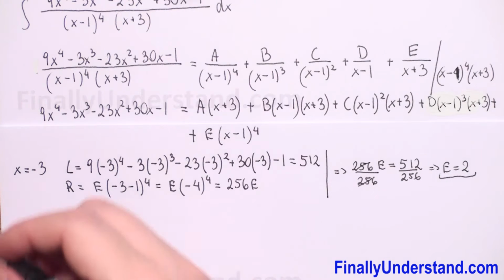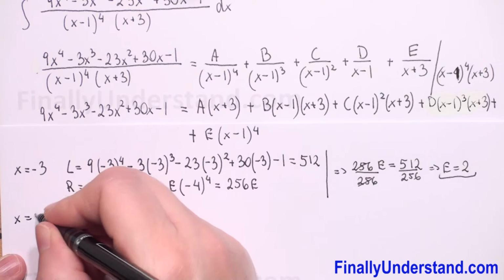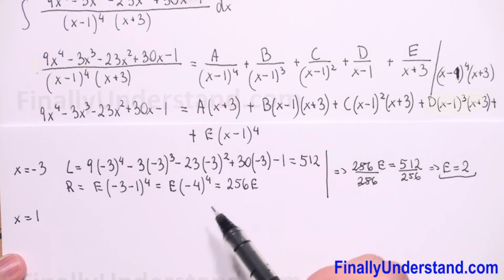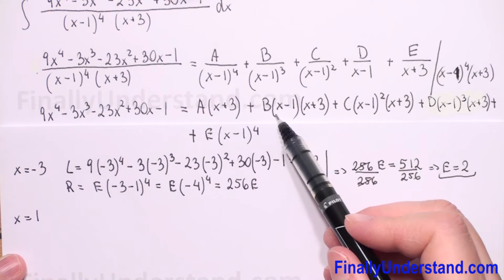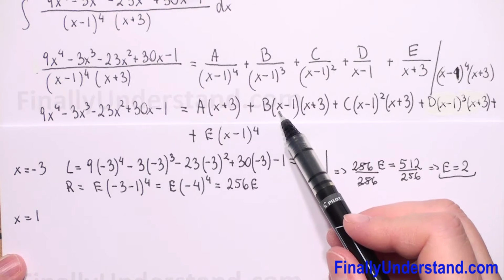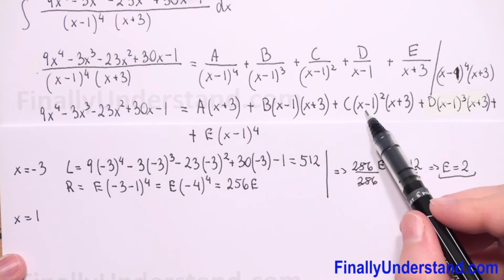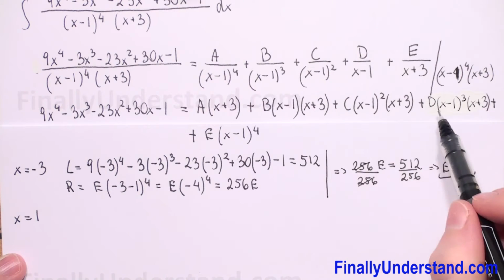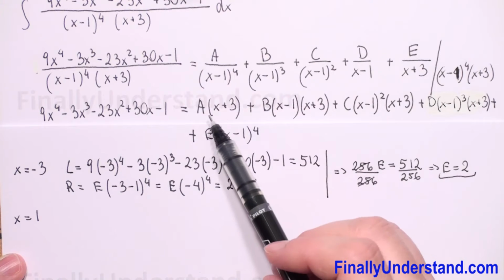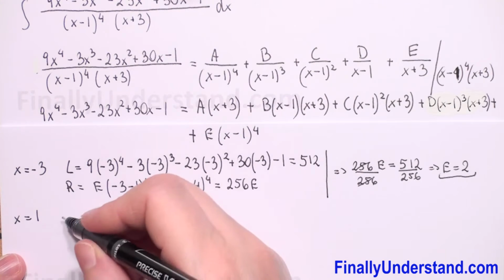Next, we can do substitution. For x, we will put 1. Why? Because for x equals 1, our second expression will be 0, because we will have 1 minus 1 will be 0. 0 times whatever will be 0. Next expression with C will reduce, and D and E. Only expression with A stay. So let's start from the beginning.